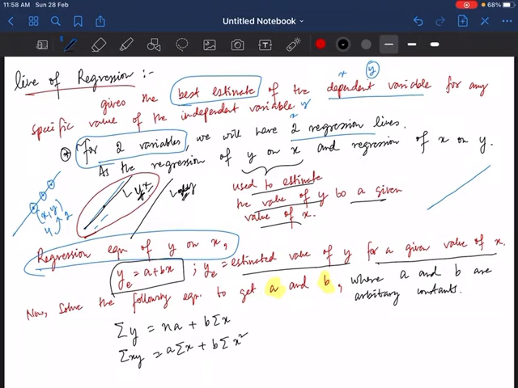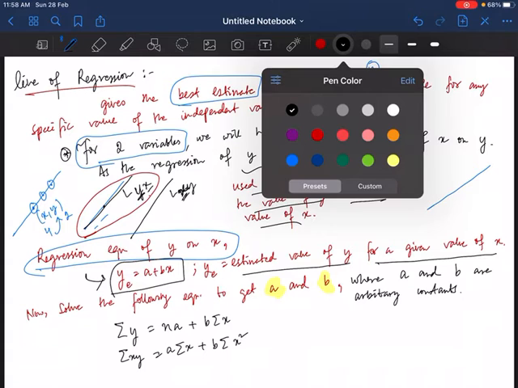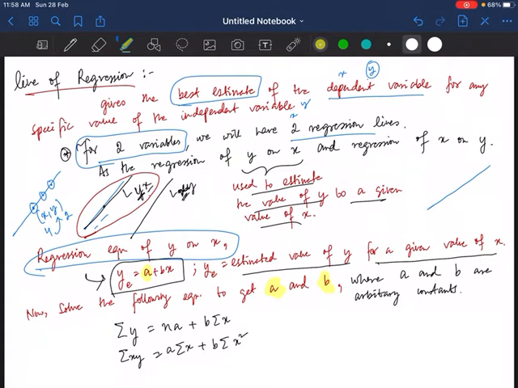Now after doing this, we have to find the equation of this particular line. So how to solve this? In this line we see there are two unknowns, this a and this b. So we need to find these values of a and b. Now how to find them? To find the values of a and b, we need the help of two equations.